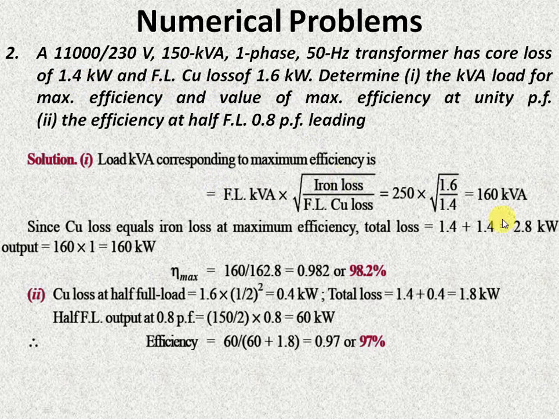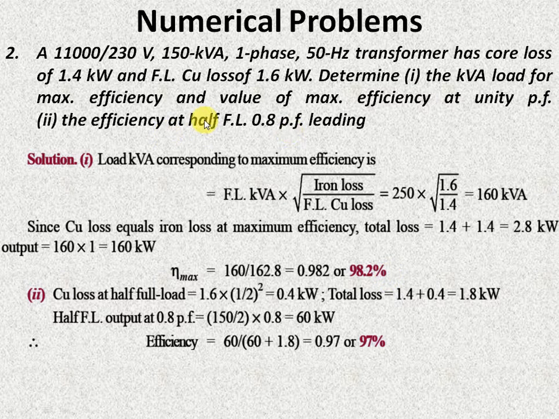So at maximum efficiency condition, that is at this particular loading of the transformer, the value of copper loss is equal to 1.4 kilowatt. Therefore, the total loss will be 1.4 plus 1.4, which is actually 2.8 kilowatt. You are asked to find the maximum efficiency at unity power factor. Now we know at maximum efficiency condition, the value of V2I2 is 160 kVA and cos phi 2's value is given as 1. So we can find the value of V2I2 cos phi 2 here as 160 kilowatt. So this is actually the output power and these are the losses. By using this output power and losses, we can find the value of maximum efficiency as 98.2%.